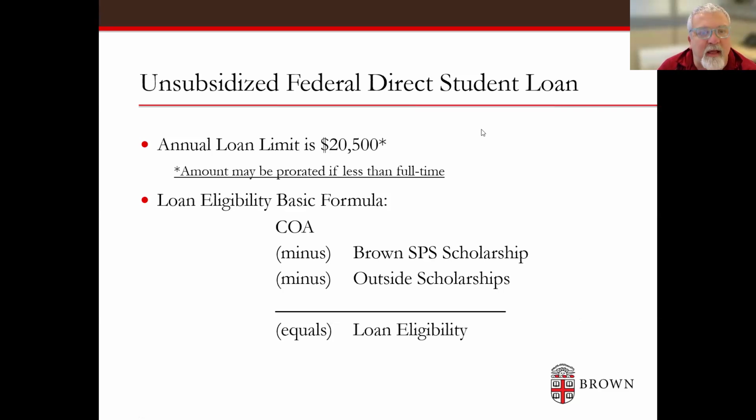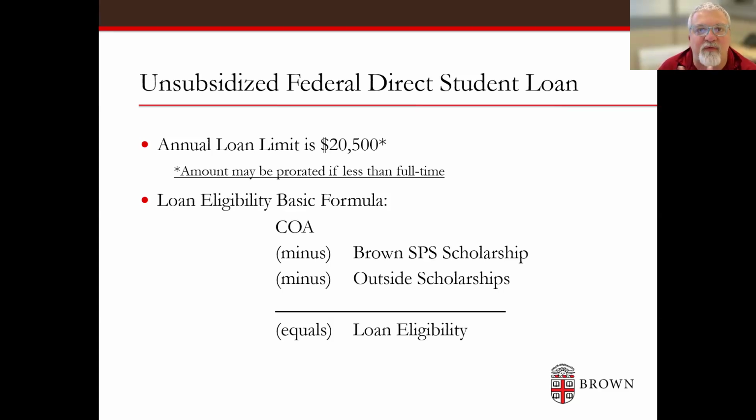Again, it's very important that it may be prorated if you're less than half time, or less than full time, so you've got to keep that in mind. Up to $20,500 is what you can borrow in a year. If you make any changes while you're in and you end up going less than full time, it could change that amount as well.